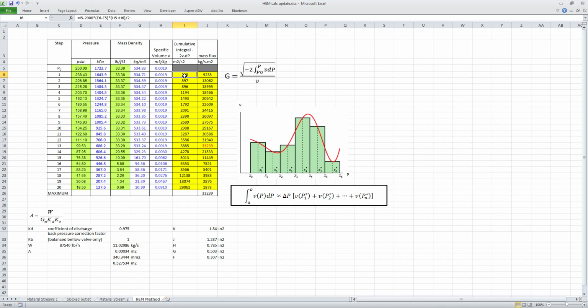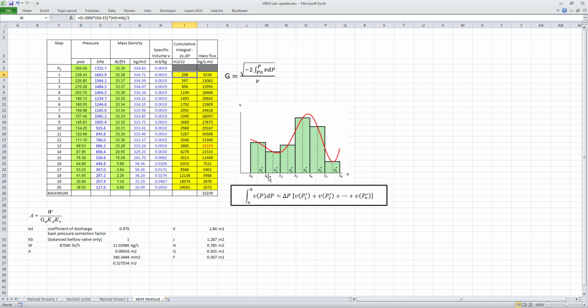The cumulative formula is I5, to keep it cumulative, minus 2000, 1000 is for the unit conversion, times E6 minus E5, which is delta P, times H5 plus H6 divided by 2. The last term is the average between the specific volumes. If we have a specific volume at P0 and a specific volume at P1, the average is VP1 star. We can use that average times delta P to get the integral.